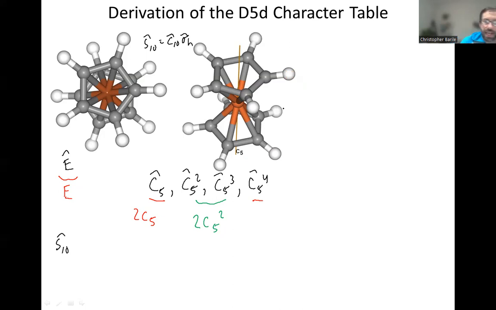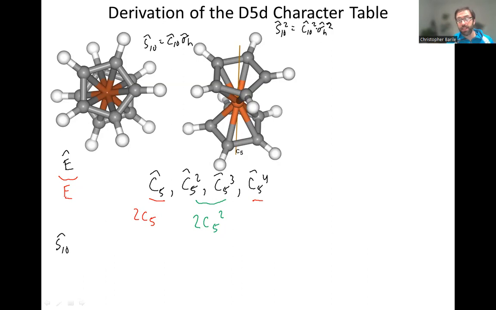So we have an S10, and just like how we can do the C5 multiple times, we can think about what happens if we do the S10 multiple times. Well, if we do an S10 twice, that's going to be a C10 twice followed by sigma h twice. Well, sigma h twice is flipping bottom to top and then top to bottom.